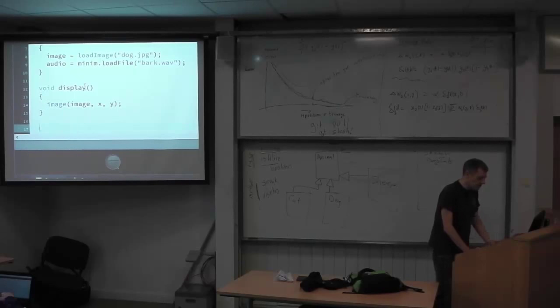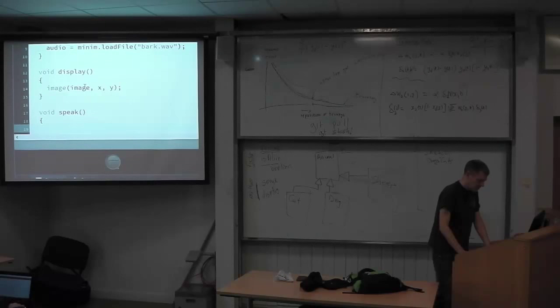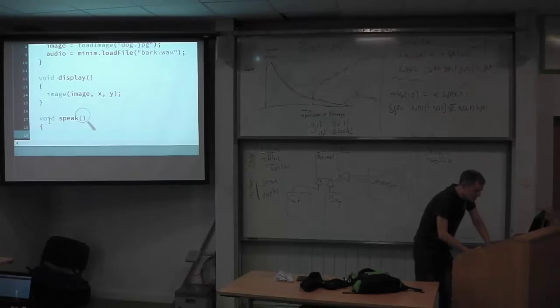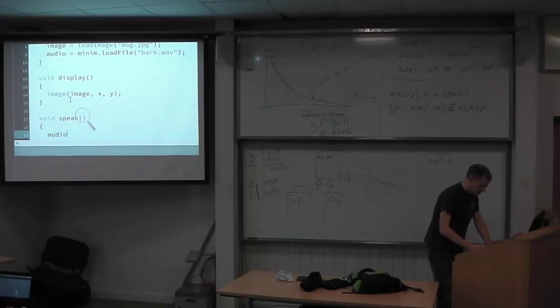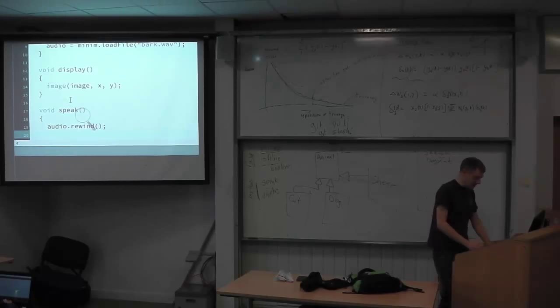And for the audio file, let's write a void speak method. The audio file, need to just double check the code here. Yep. Okay, so the first thing we want to do here is call audio.rewind. So audio.rewind just rewinds the audio file back to the beginning, and then audio.play.